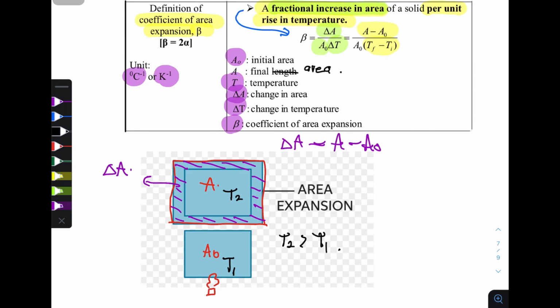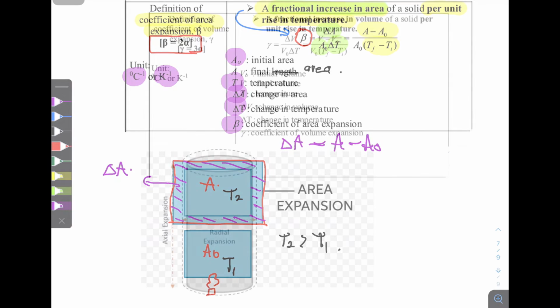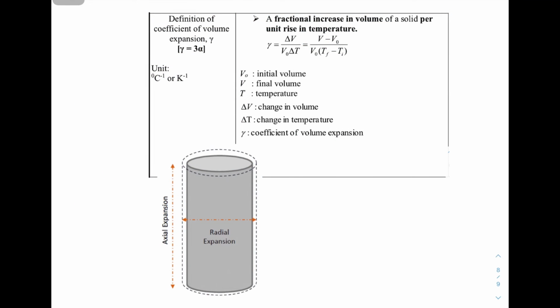Yang ini adalah contoh where it has the area expansion. Then you can calculate what is the beta. Boleh kira beta ni berapa ya. Nanti beta ni juga bersamaan dengan 2 kali alpha. Ni kaitan beta dengan alpha, beta is equal to 2 alpha. Okay class, so this is the last part in the subtopic of thermal expansion.